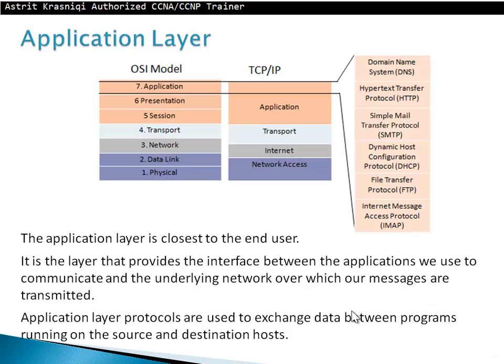So if we look at the application layer protocols, some of them are Domain Name System, DNS, Hypertext Transfer Protocol, HTTP, Simple Mail Transfer Protocol, SMTP, Dynamic Host Configuration Protocol, DHCP, File Transfer Protocol, FTP, and Internet Message Access Protocol, IMAP.